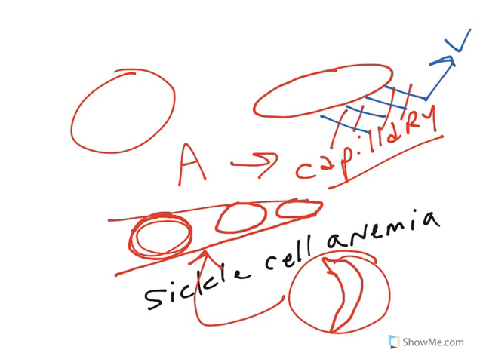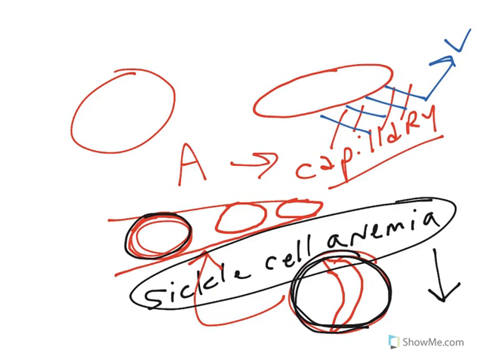And what do you think about this particular cell's surface area? Do you think it's going to be higher or lower than the normal shaped red blood cell? Hopefully you said lower, which is the correct answer. And this is why people who have sickle cell anemia suffer symptoms such as fatigue and hypoxia.